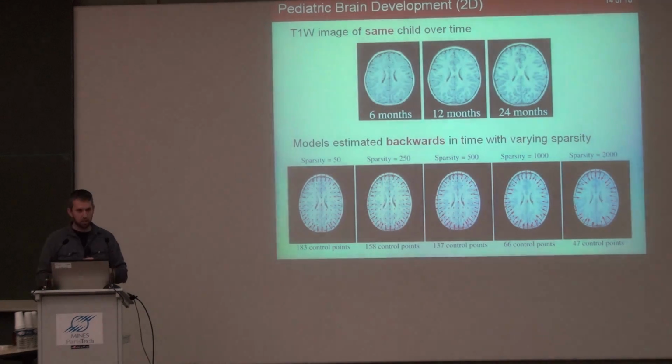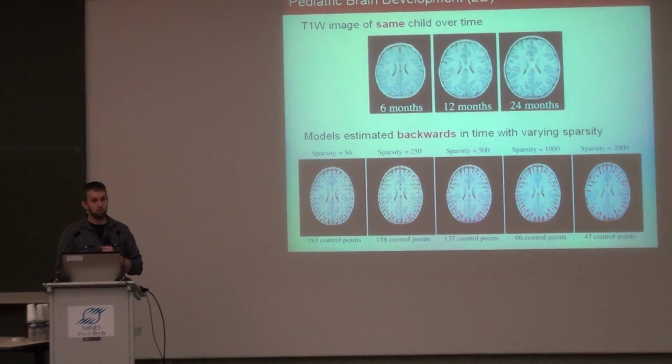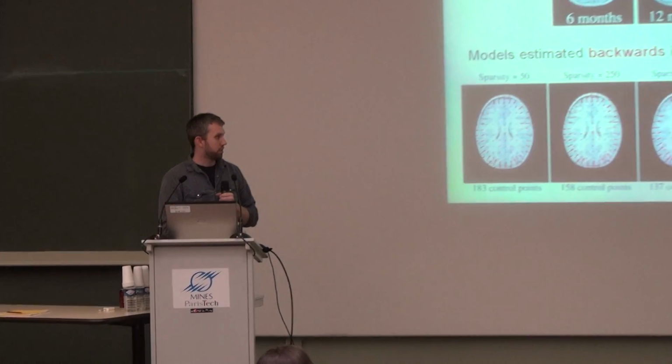So again, we want to look at how sparsity impacts the model estimation. Again, we increase sparsity going to the right. And we see again the number of control points decreases as the sparsity parameter increases. And again, they cluster around the areas where the most dynamic or salient changes are occurring. In this case, when the sparsity parameter is very high, we are mostly capturing scale changes of the skull here, with very few parameters in the interior of the brain.